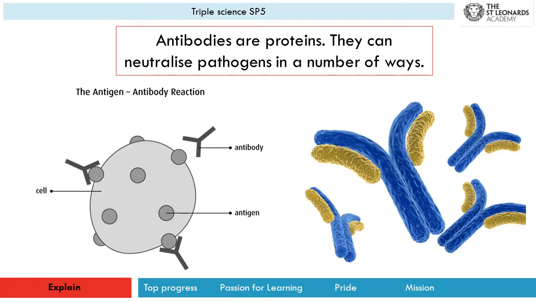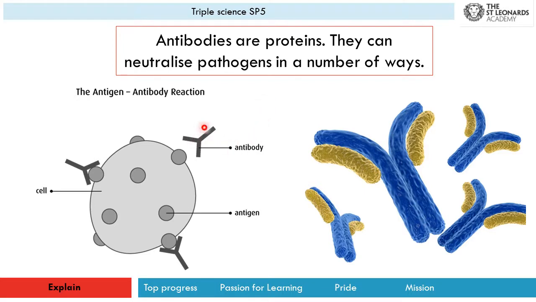To start off with, we need to get some basic definitions down, and the first one I want to look at is that of an antibody. Antibodies are proteins, and the point of them is they neutralize, so they stop pathogens in a number of different ways, and we don't need to worry about the number of different ways just yet.